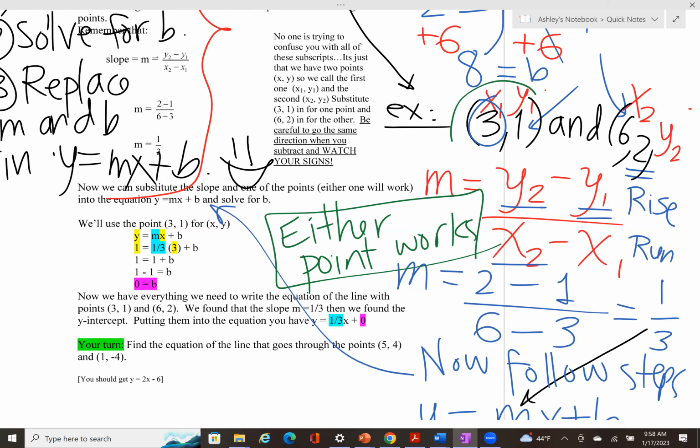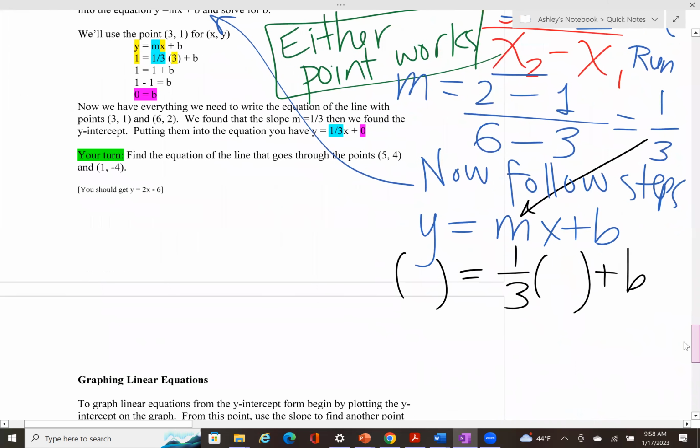So I would usually pick the point that has smaller numbers. So I'll just pick 3, 1, because those are smaller than 6 and 2. So 6 and 2, his only purpose was to help me find the slope. Now he's purposeless. You can get out of here, okay, my friend? But I need you, 3, 1. You are going to save the day. I'll take 3 and 1 and replace those for X and Y.